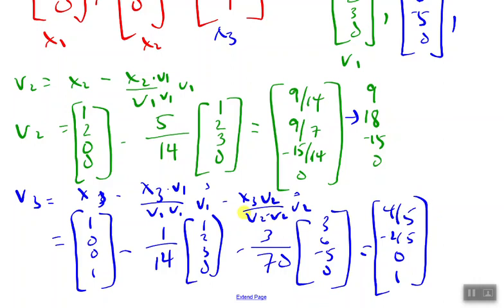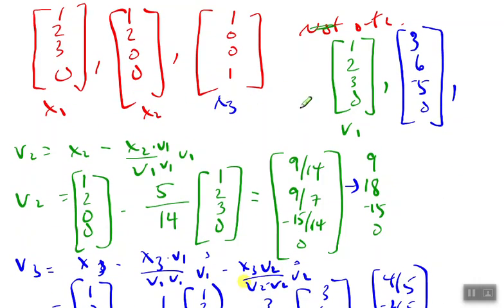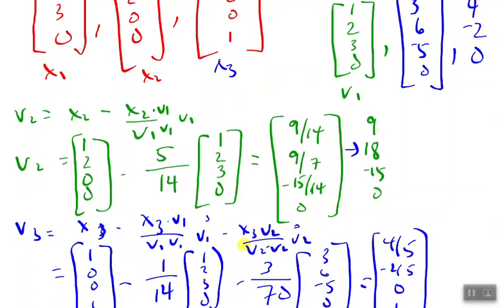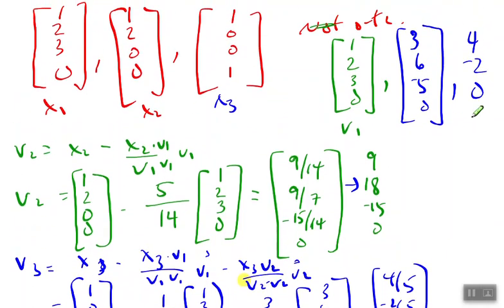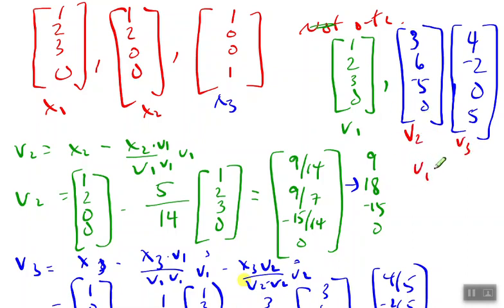But I don't even want to deal with that math with fractions. So I'm going to multiply it by 5. And I'm going to get 4, -2, 0, and 5. And like I said before, now I'm going to do that fifth step, which is double check that we did it right. So that's vector 2, that's vector 3. So did I create one correct?